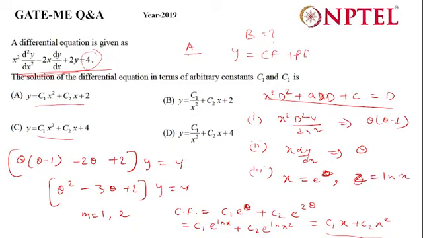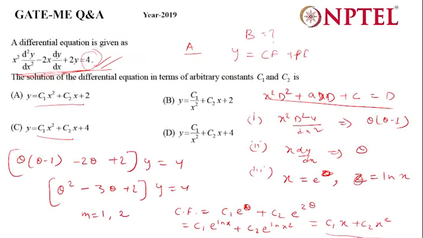So for PI, what is this? This is a constant. How have we learned to get a PI for a constant? First you write this simply. What was your differential equation here? You got this equation: theta square minus 3 theta plus 2.